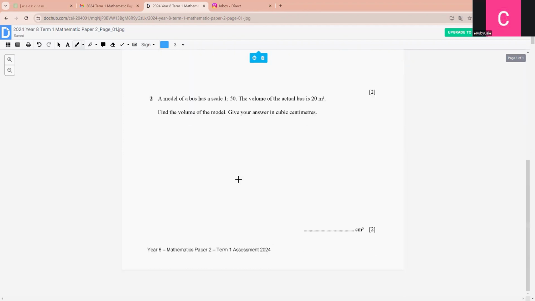Next question. A model of a bus has a scale of 1 to 50. The volume of the actual bus is 20 meters cubed. Find the volume of the model. Give your answers in cubic centimeters. So we do this by writing the ratio down. So model to actual.